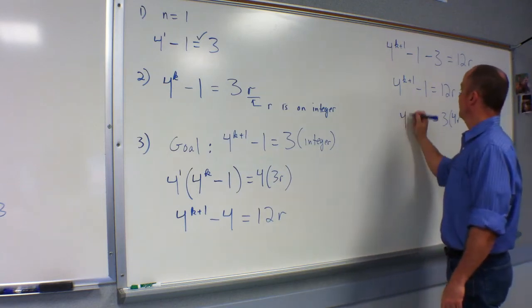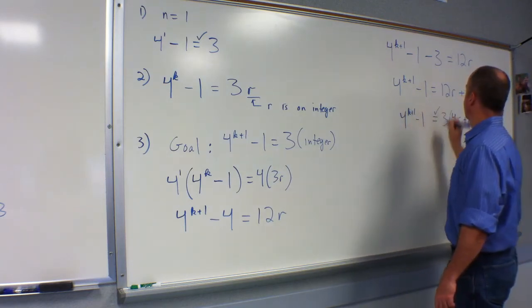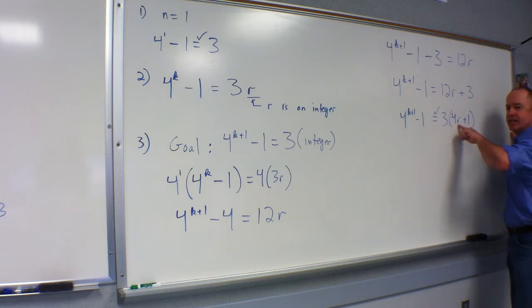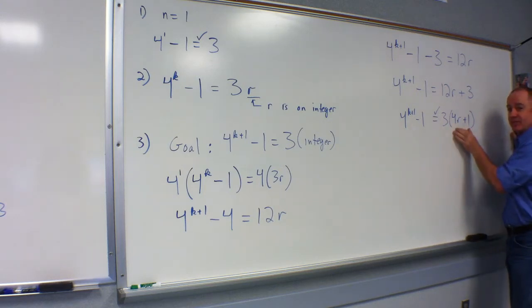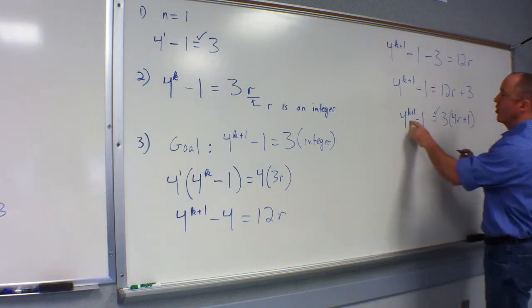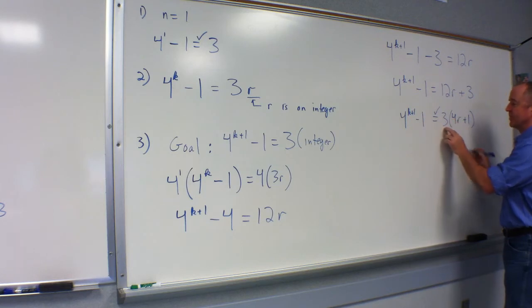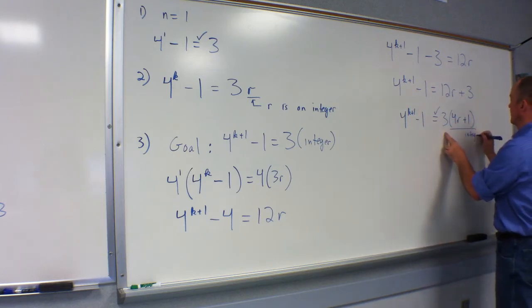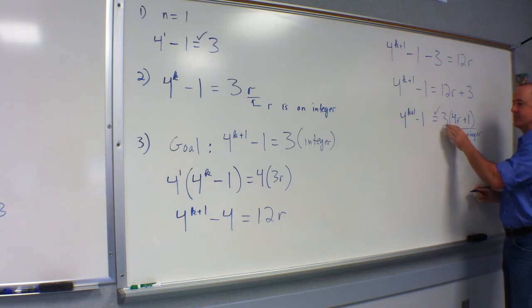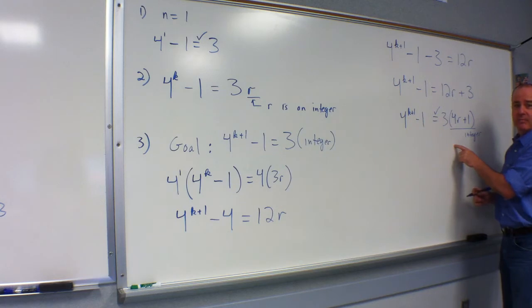Excellent. Now, follow me here, because believe it or not, we're done and you might not notice it. If r is an integer, if you multiply 4 times an integer, do you get an integer? If you add 1 to that integer, do you still have an integer? Yeah. Okay, so what we've discovered is 4 to the k plus 1 minus 1 will always equal triple some integer. And if this whole number can be broken down to 3 times something, then this whole number is divisible by 3, right?